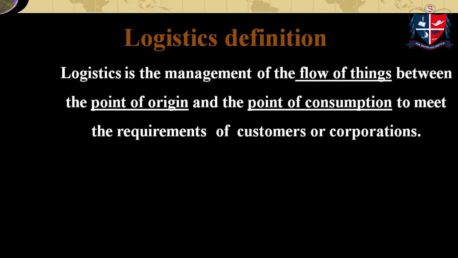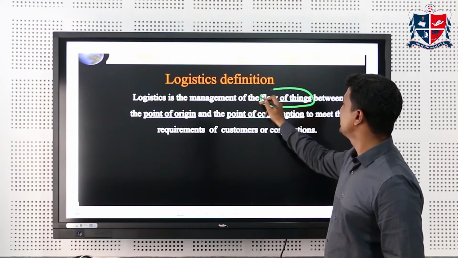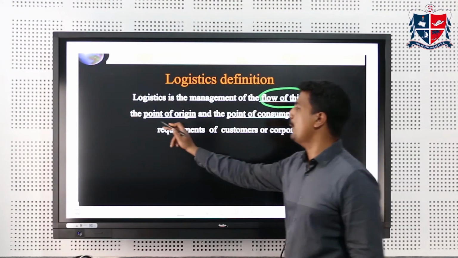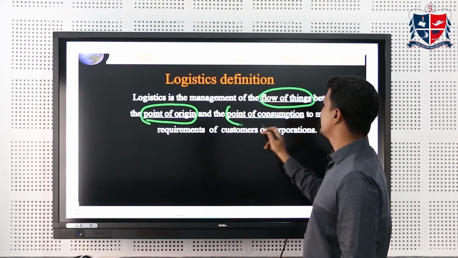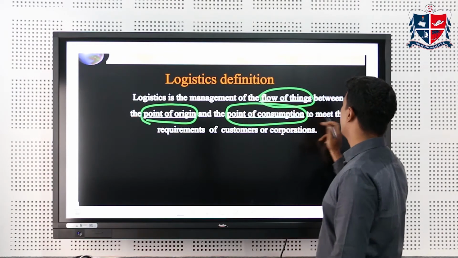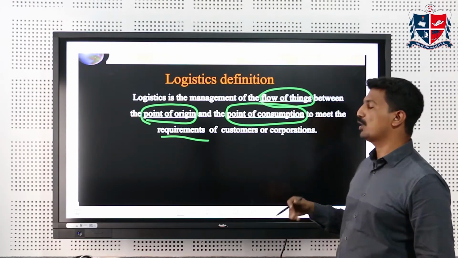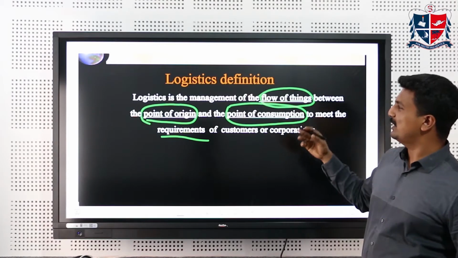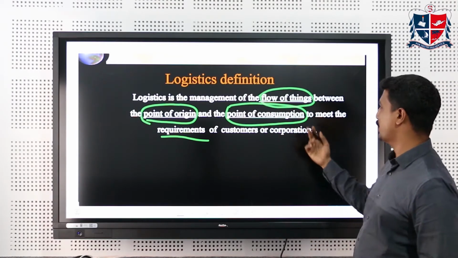So, if we look into the definition, logistics can be defined as the management of flow of things between the point of origin and the point of consumption to meet the requirements of the customer or corporation. So logistics is the management of flow of things between the point of origin and point of consumption.